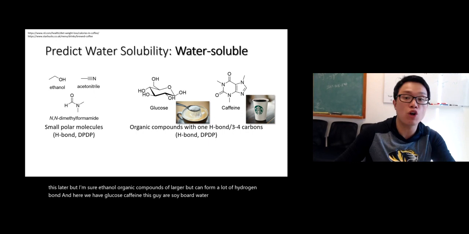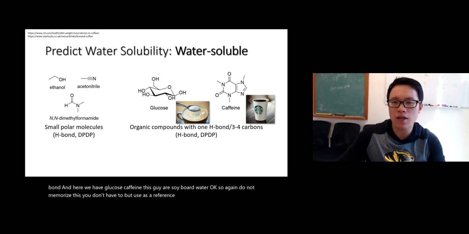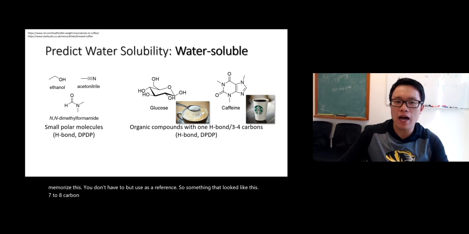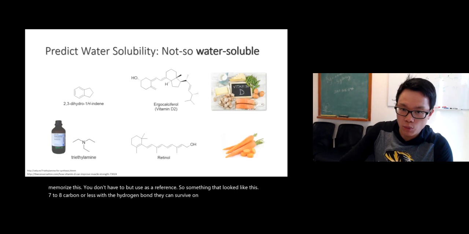Okay, so again, do not memorize this. You don't have to, but use it as a reference. So something that looks like this, 7 to 8 carbons or less, with a hydrogen bond, can be soluble in water. These are not soluble in water.